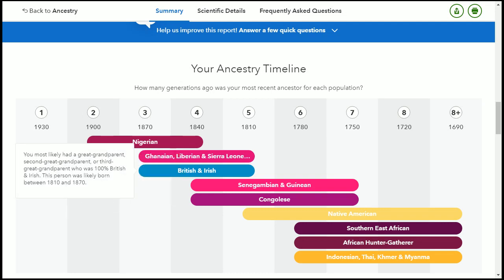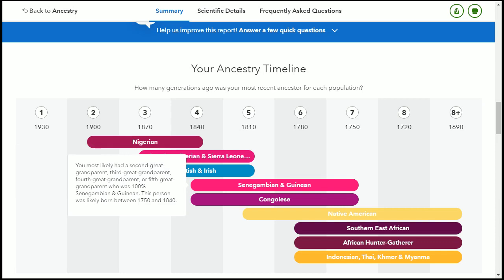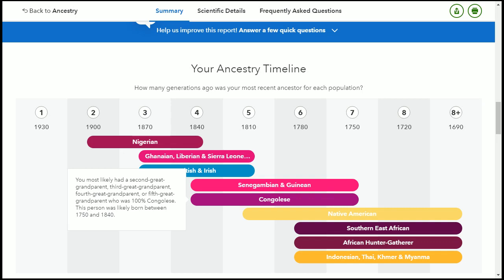Okay, we know that they're there by like 100%. I didn't know that part. So we knew a slave master or somebody was there. Okay, so you most likely had a second great-grandparent who was Senegambian, I guess, Senegal and Guinea. Okay, around 1750 to 1840. So now we're reaching further back. So I wish I could find the person that, like you're saying, Congolese, somewhere between 1750 and 1840.